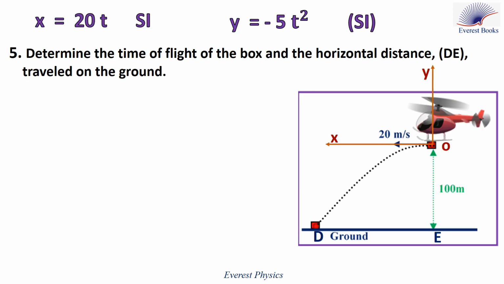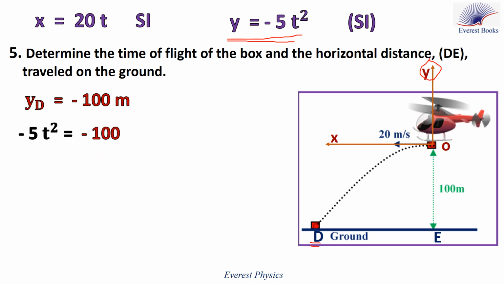Let's move to part 5. Determine the time of flight of the box and the horizontal distance dE traveled on the ground. Let's start with the time of flight. The box reaches the ground at point D. Now, the ordinate of the point D is minus 100 meters because point D is 100 meters below the origin of the y-axis, which extends positively upwards. Now, we will use this equation. Replace y by minus 100 meters. Then, the time of flight is 4.47 seconds.